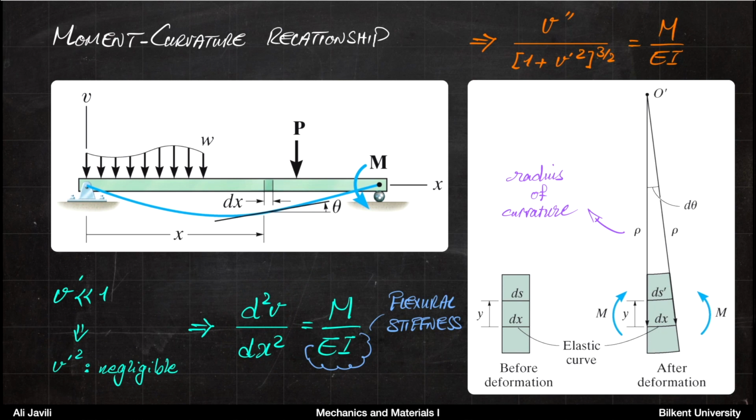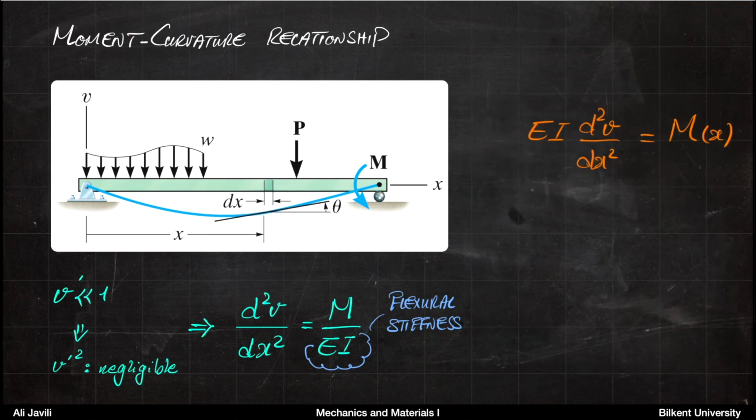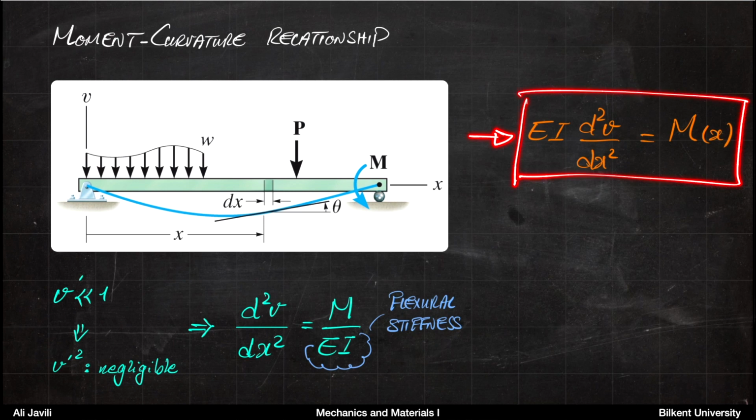Now, in this relation, usually we refer to EI as the flexural stiffness. Okay, so now that we have this, if you reorder the terms in the relation, we have our most important relation for today's lecture. EI v double prime equals M.